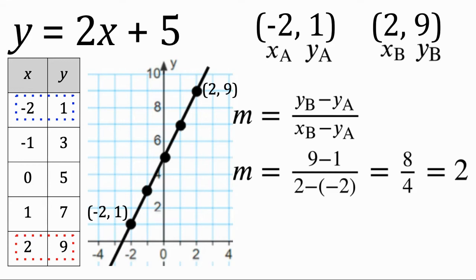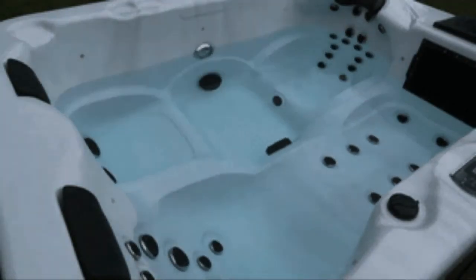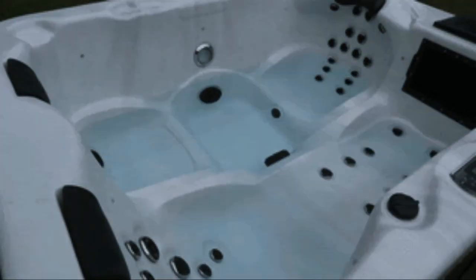Subtraction with negatives can be a pain, so we'll try to limit our examples to quadrant 1, where x and y values are positive for the sake of learning slope. It is possible to have a negative slope, and it's also possible to have a slope that is not a whole number. Let's use this emptying hot tub to demonstrate our use of the slope formula.